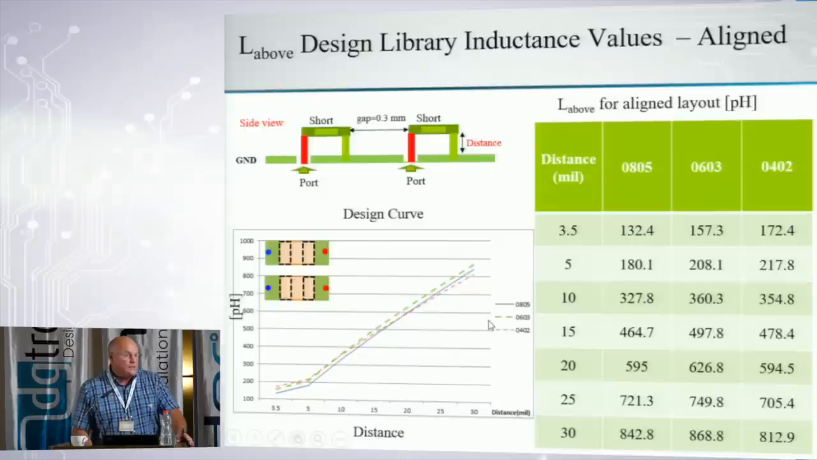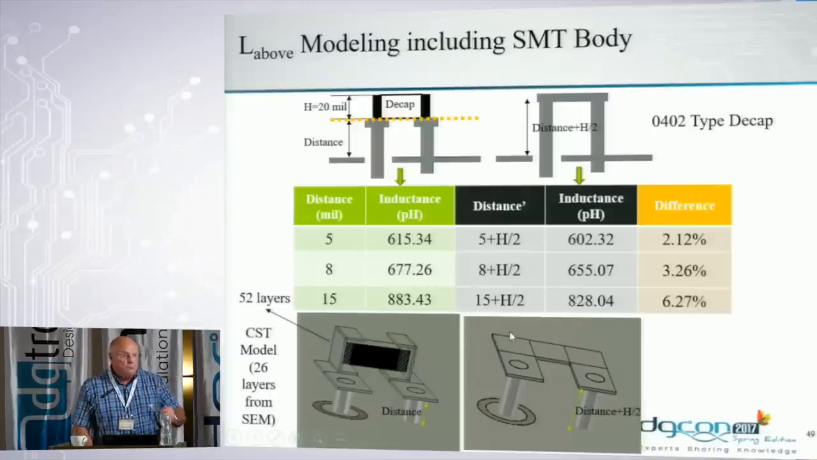We actually did the SEM cross-sectioning, measuring, studying capacitors, the CST, and so on. And it turned out it was as simple as just adding half the height to these design curves, and that turned out to be much better than we would have ever expected. Okay? And in part because these current path physics are pretty straightforward again.